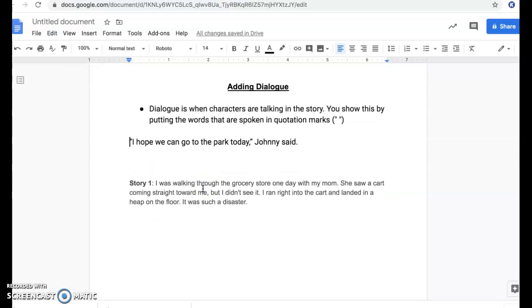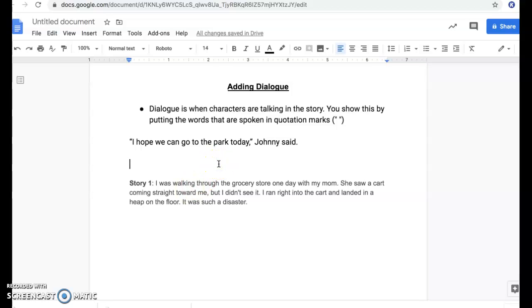Now, how do you add dialogue to your writing? And why do you do it? Dialogue is important because it can make your story more rich, okay? It can tell the reader how your character might be feeling. Instead of writing, he was feeling sad, you can show that he was feeling sad by what the character says or thinks.